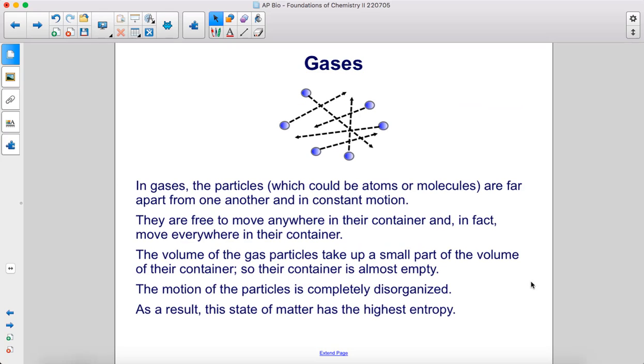In gases, the particles, which could be atoms or molecules, are far apart from one another and in constant motion. They're free to move anywhere in their container and, in fact, move everywhere in their container. The volume of the gas particles take up a small part of the volume of their container, so their container is almost empty. The motion of the particles is completely disorganized. As a result, this state of matter has the highest entropy.